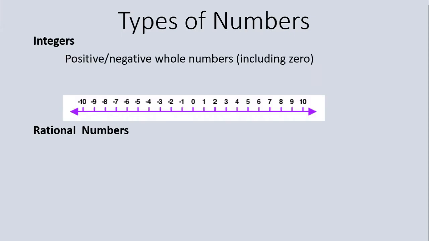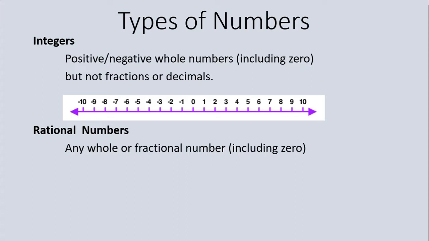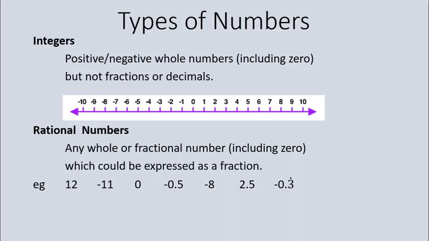Integers are positive and negative whole numbers, including 0, but they do not include fractions or decimals. Rational numbers are whole numbers or fractional numbers, including 0, which could be positive or negative. So here are some examples of rational numbers. Now, a little added bit to the definition of a rational number is it's a number which could be expressed as a fraction. And I've shown before that all of these values, whether they're positive, negative, whole numbers, or decimal values, they can all be expressed as fractions.